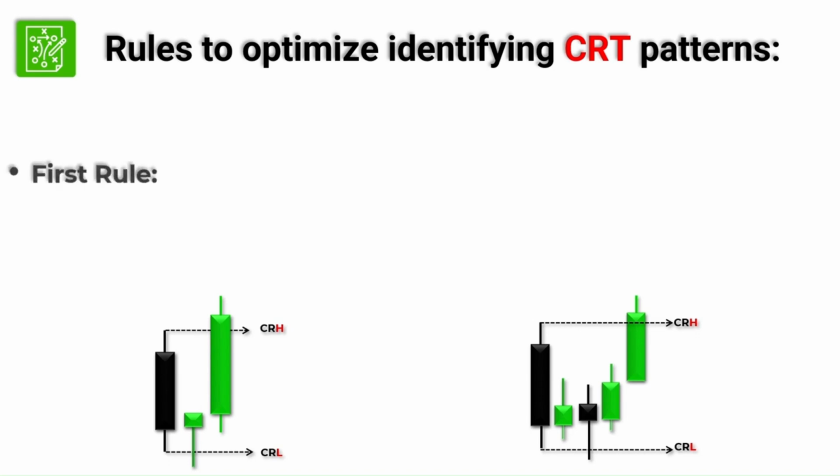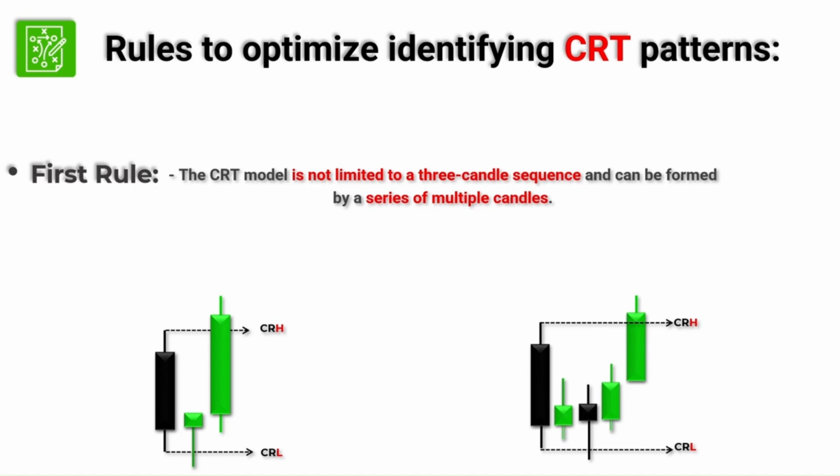The first rule: the CRT model is not limited to a three-candle sequence and can be formed by a series of multiple candles. For example, in this candle series, we can see that multiple candles are formed to hit the range candle's highest point. So, the price formed a range candle followed by an inside bar. Then, we had a sweeping candle that swept below the range with a shadow, and then the price formed multiple candles until it touched the high of the candle range.